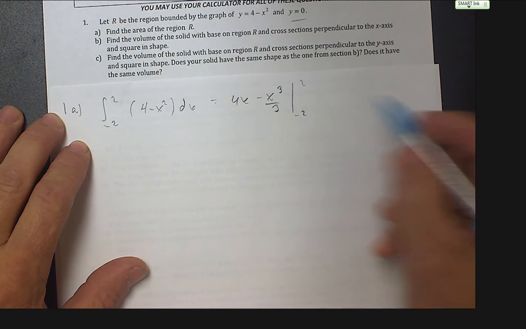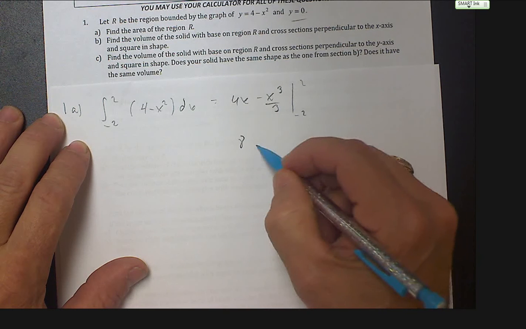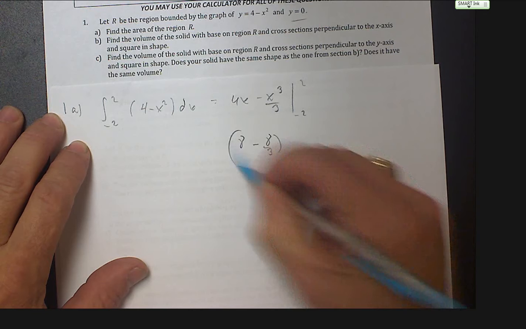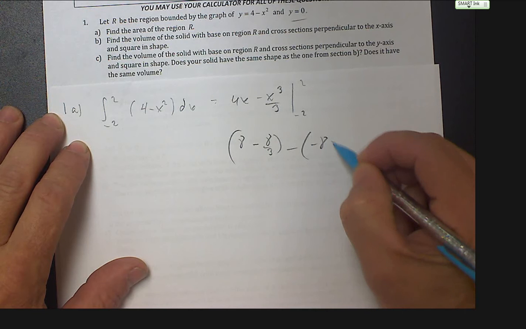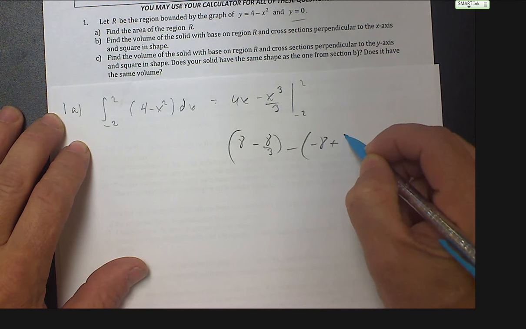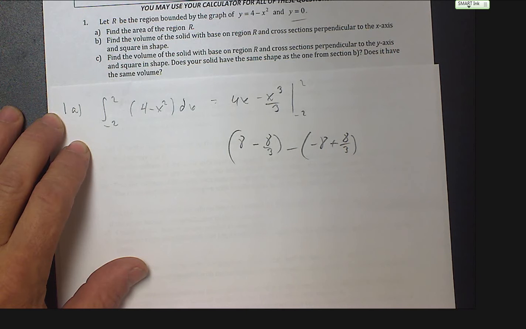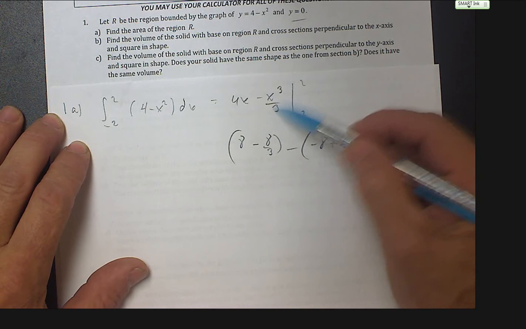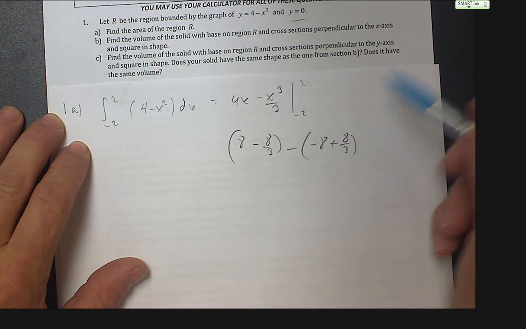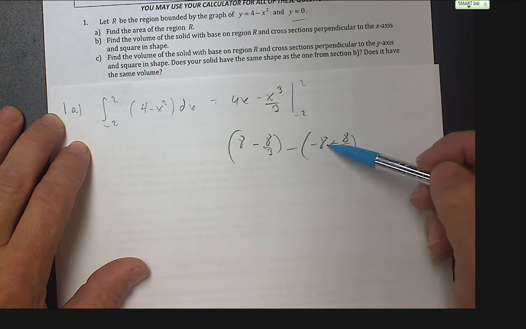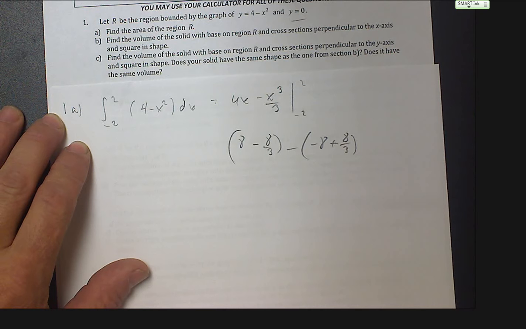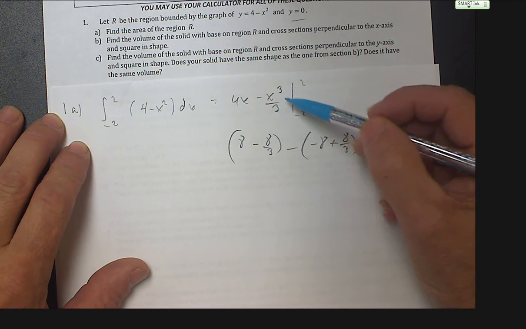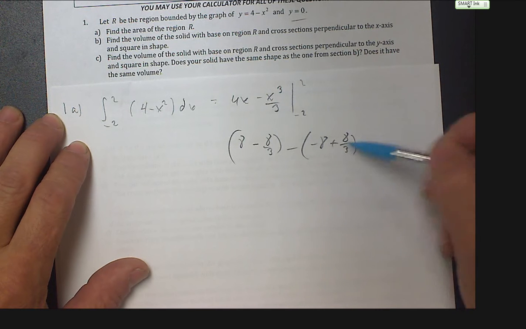Alright, so that's going to be 8 minus 8/3 minus -8 plus 8/3. Agree with that? Make sure my math's right. 2 times 4 is 8. 2 cubed is 8, so that's right. 4 times -2 is -8. -2 cubed is -8. So minus a negative is positive.